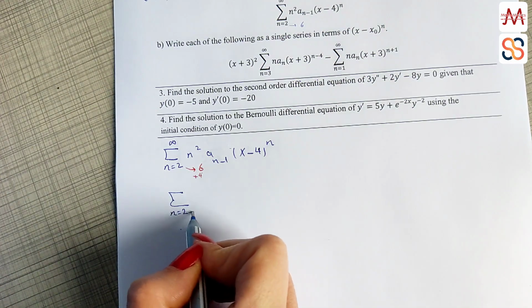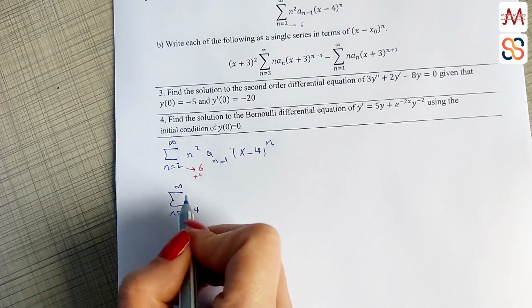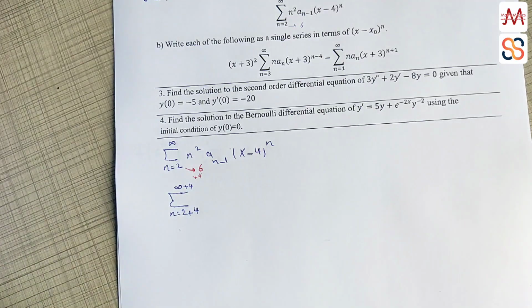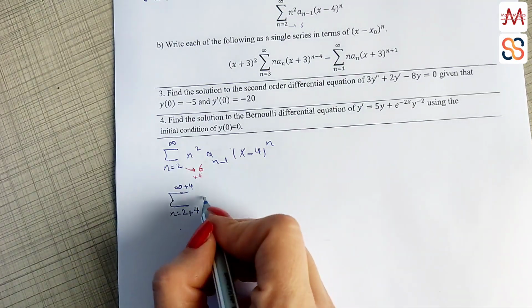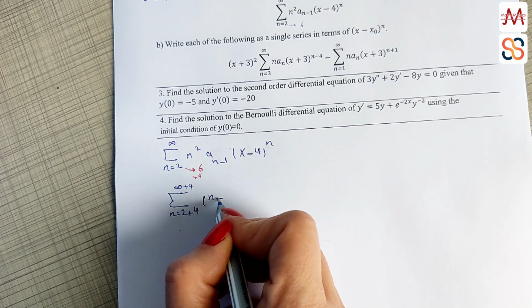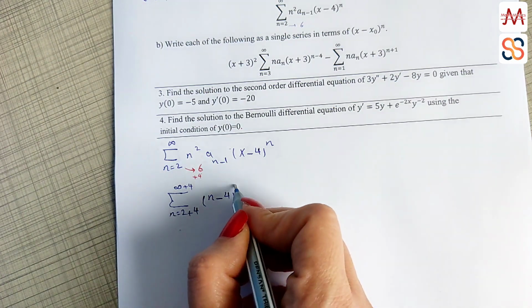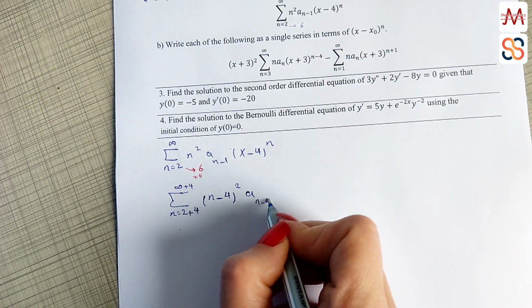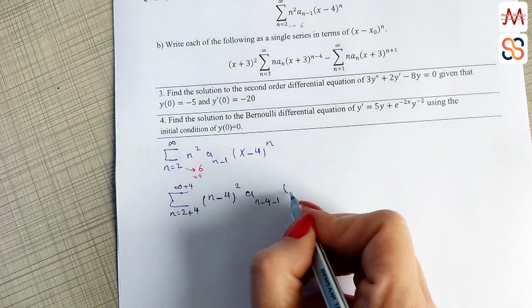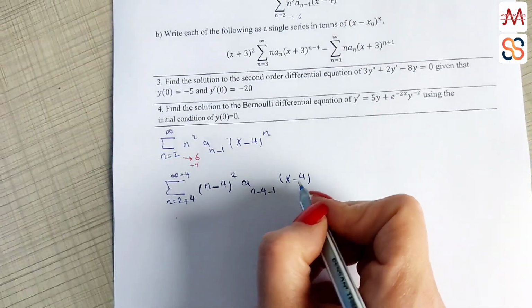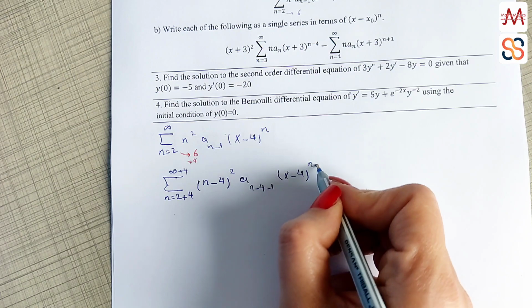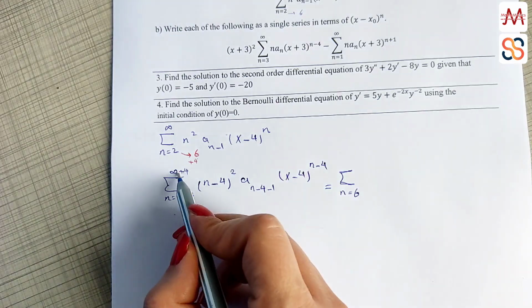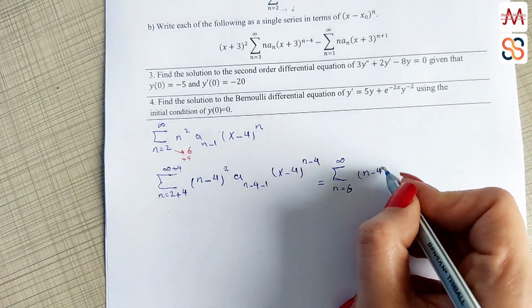This series will start from 6, so we need plus 4. And everywhere else that we saw n, we will decrease that n by 4. N minus 4 squared times a sub n minus 4, we have another minus 1, times x minus 4 to the power of n minus 4.